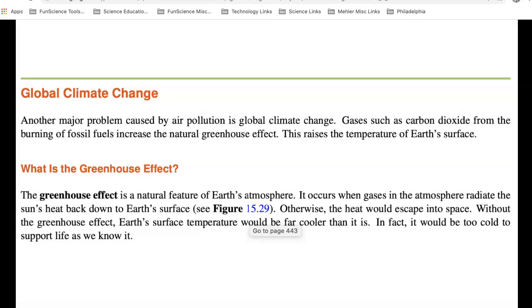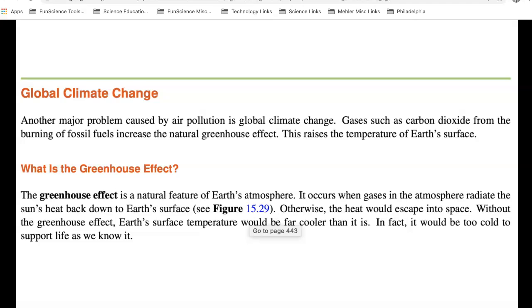Now, global climate change is another major problem caused by air pollution. Gases such as carbon dioxide, the main one from burning fossil fuels, increase the greenhouse effect and raise the temperature on the Earth's surface. There was a time back in the 1980s where scientists weren't sure if it was part of a natural effect or whether it was caused by humans. There's no controversy anymore.